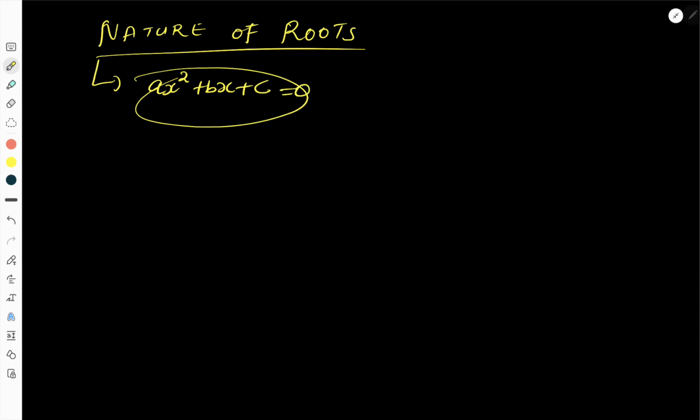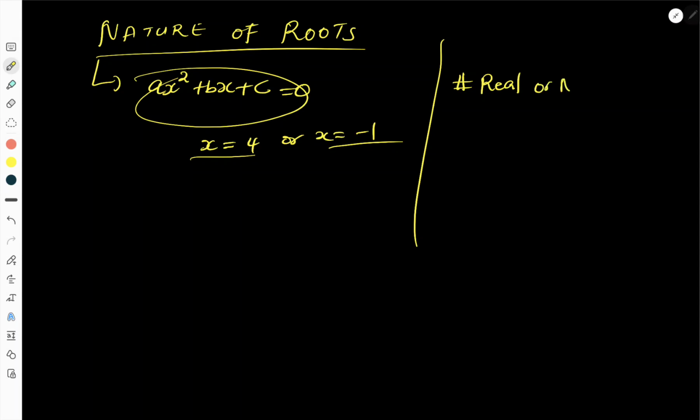And then remember, when you solve for x, you always get two x values. Maybe x is equal to 4 or x is equal to -1. So for the nature of roots, we describe those x-intercepts, those x values, whether they are real or non-real. That's number one, real or non-real.